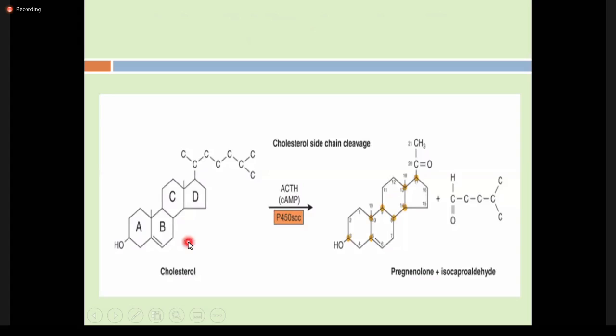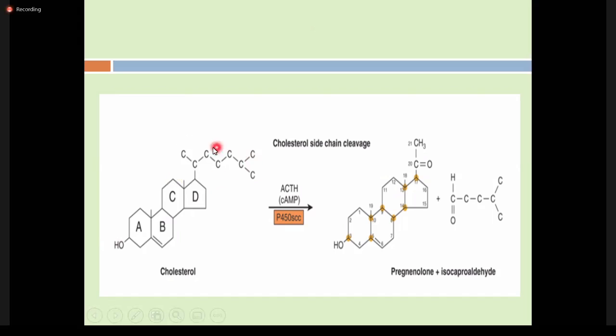So in order to make it easy, this is the cholesterol molecule that we are going to process. As you can see, there are 4 fused rings from A to D. And this is the hydroxyl group that plays an important role in the function and structure of cholesterol, and it can be esterified in order to have cholesterol ester. The esterase is responsible for removing the fatty acid from the cholesterol molecule.